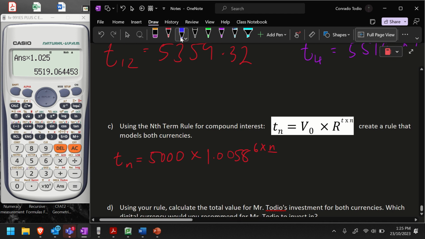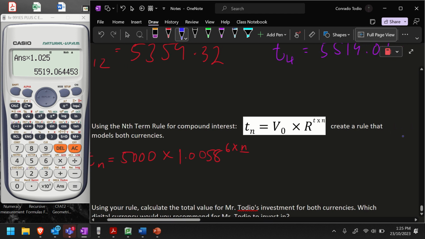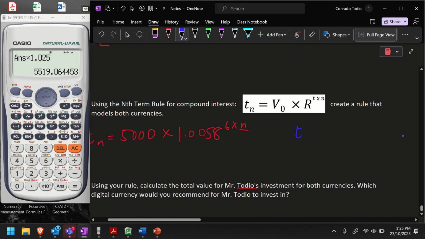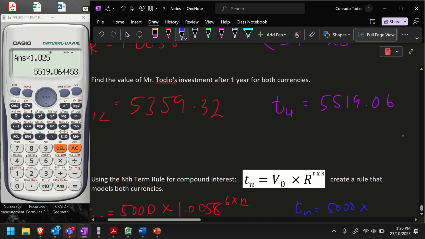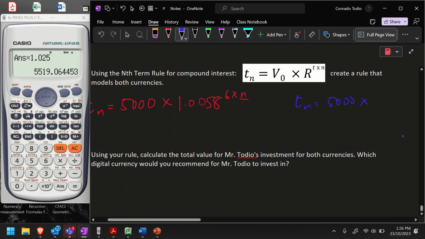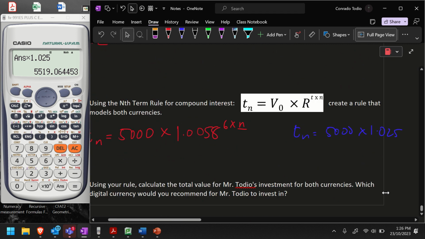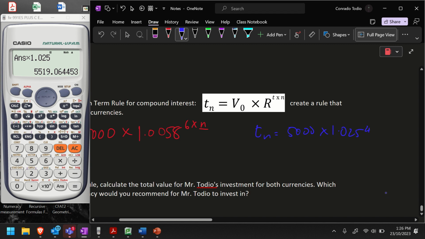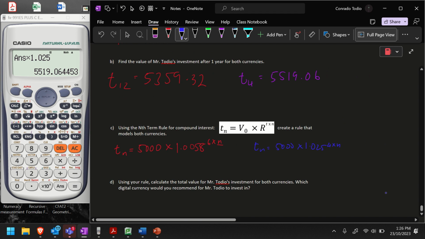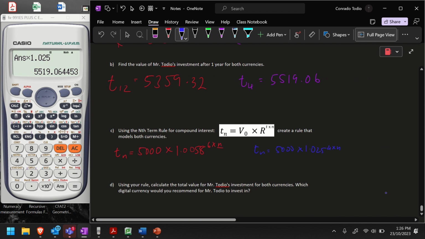And then for Ethereum, again, use the same format for the rule. It's going to be Tn equals 5,000 times. The R in Ethereum is 1.025, to the power of the number of years in Ethereum. According to this, we only have 4 years, so we're going to make that 4. And then the number of compounds is what we'll be looking for. So there's my rule.